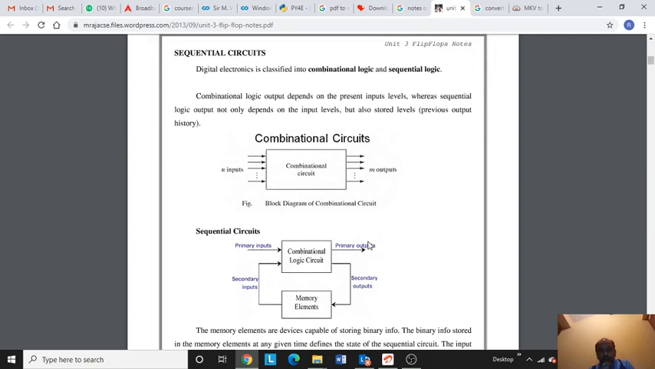Okay, now let me go with sequential circuit flip-flops. Now we all know what I mean by combinational circuit. A combinational circuit is nothing but a combination of several gates, where I apply an input and I will get an output for that. That is called a combinational circuit.